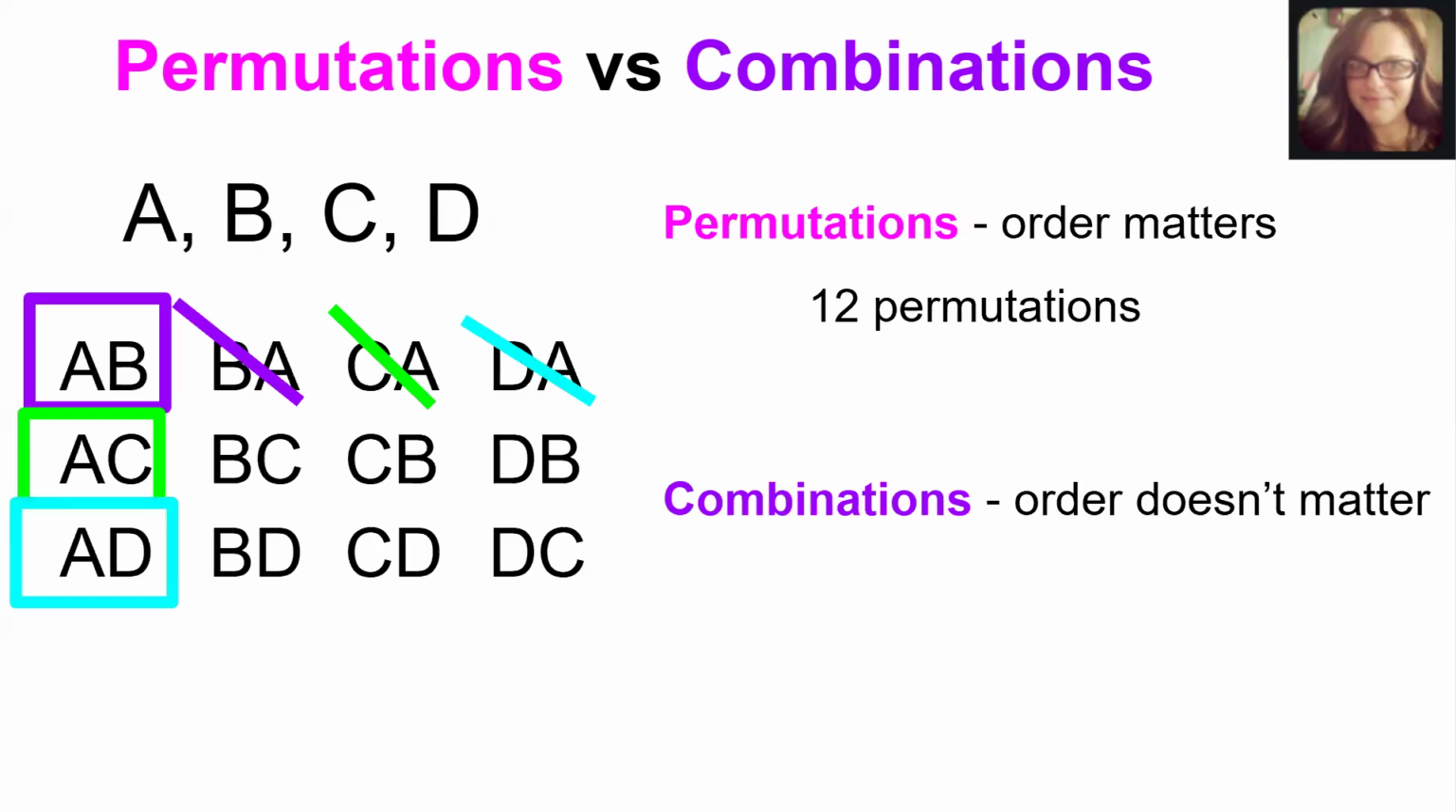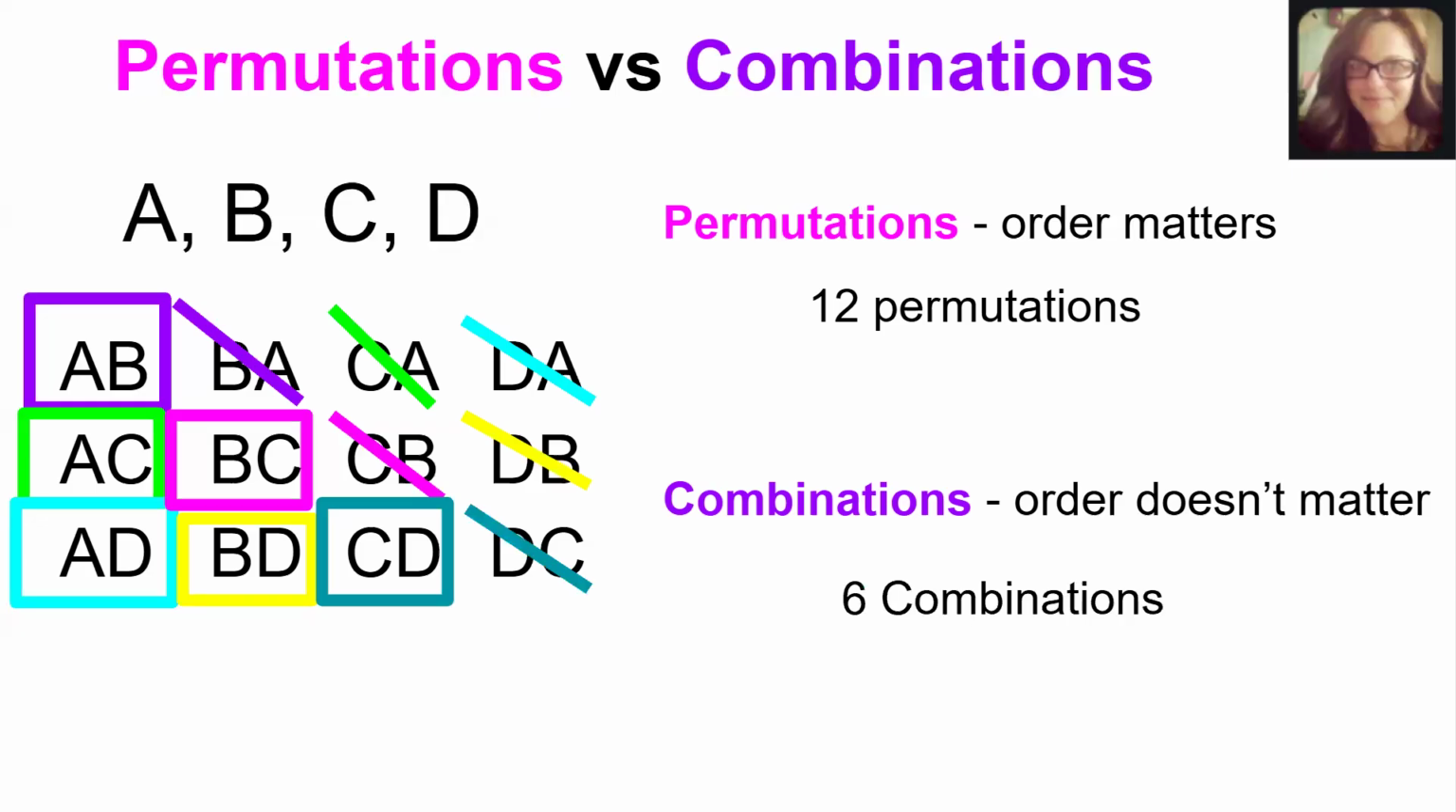We can get rid of DA because we already have AD, BC, so we can get rid of CB, BD, we can get rid of DB, and the last two. So we've got 6 combinations, 4 letters choosing 2 at a time where order doesn't matter.